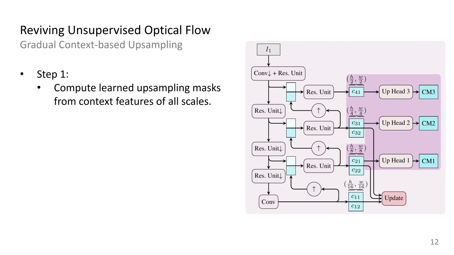Since flow edges typically align with object boundaries in the reference frame, context features as representations of the reference frame are a suitable source of information to lead the upsampling process. We add learnable components to the UNet-style feature encoder of MS-RAFT to compute these context-based upsampling masks, and we compute them in 3 different scales. They are later used for upsampling the flow gradually to full resolution.